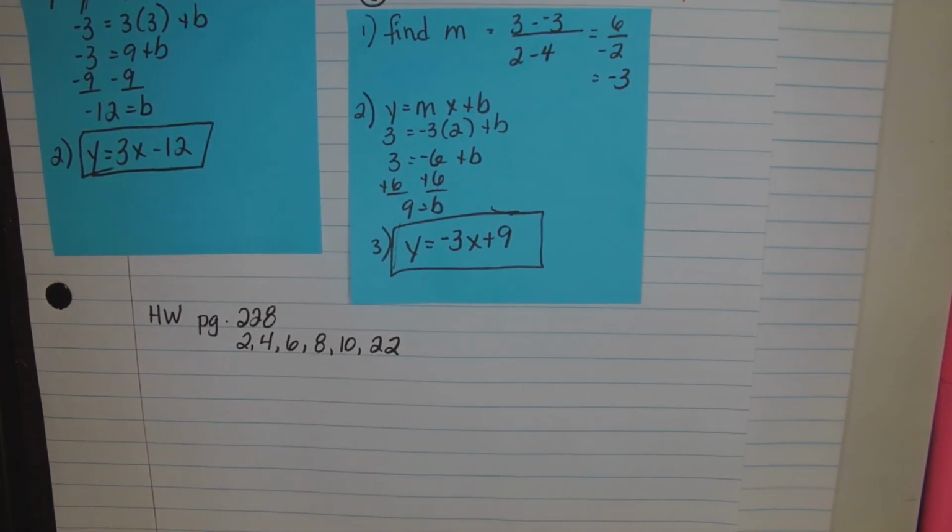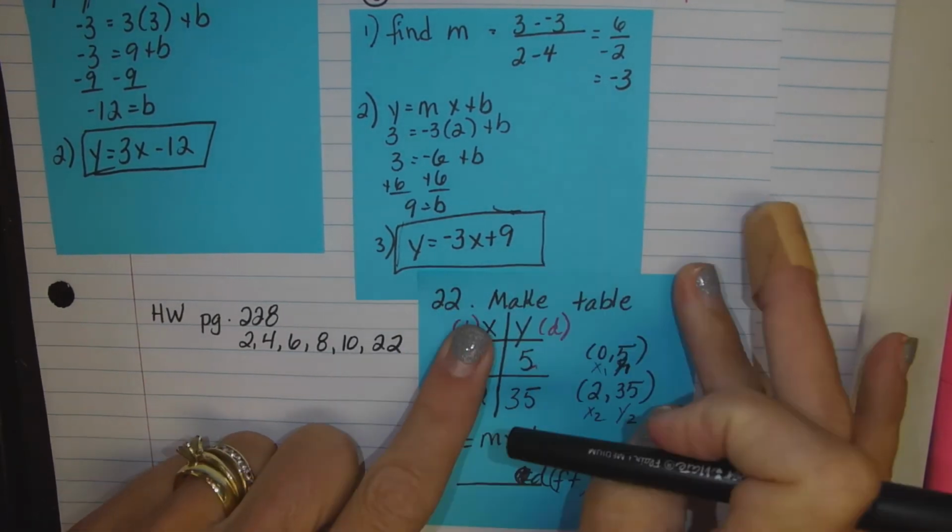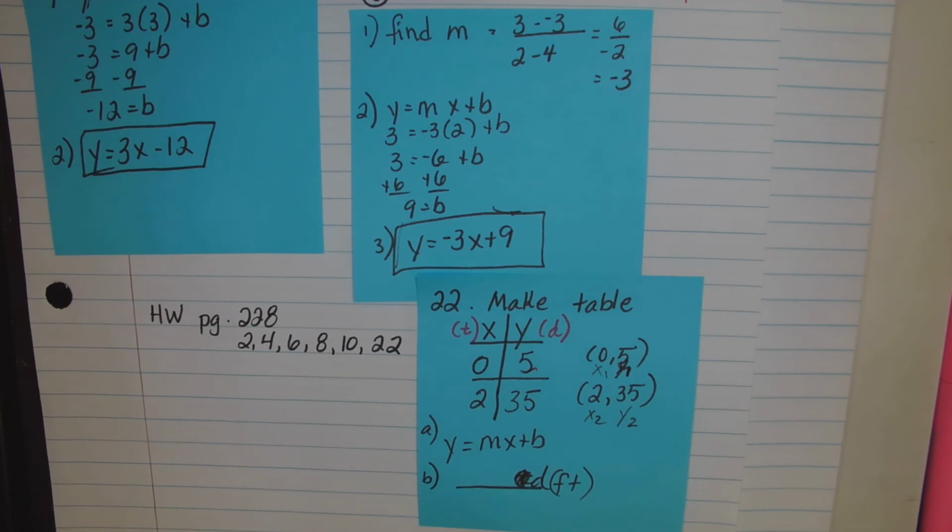Let's see. Levi, read problem 22 out loud for me. Go to number 22. I'm going to help you with this last problem. It is a word problem, so you will be thankful. Greg is driving a remote control car at a constant speed. He starts the timer when the car is 5 feet away. After 2 seconds, the car is 35 feet away. A, write a linear equation to find the distance d of the car from Greg, and b, estimate the distance the car has traveled after 10 seconds.